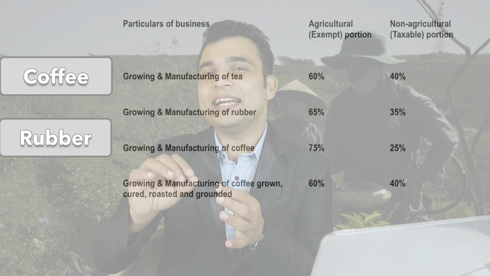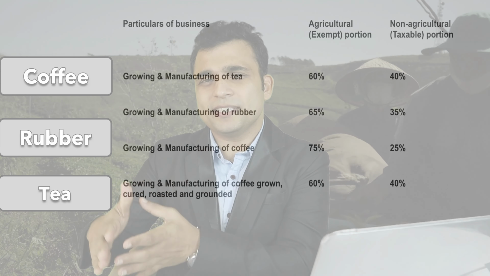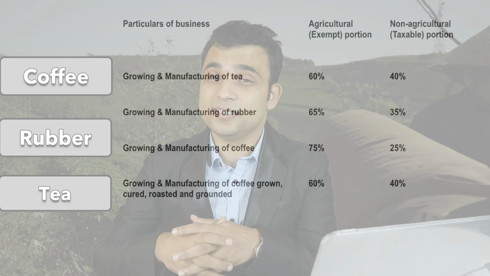But there are some businesses that include agricultural activities as well as non-agricultural activities. So in that case, the Income Tax Act has provided a bifurcation. That is, in the case of coffee, rubber and tea, there is a specific percentage which is the business part and the other one is the agricultural part.